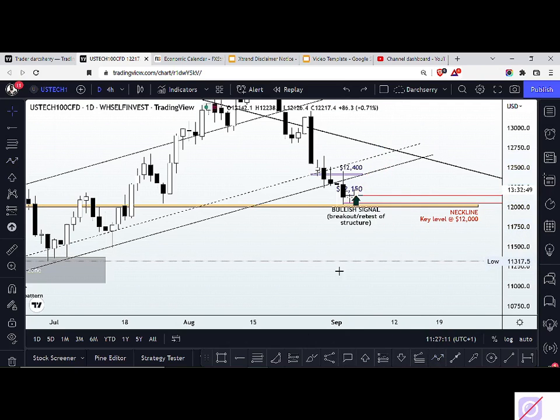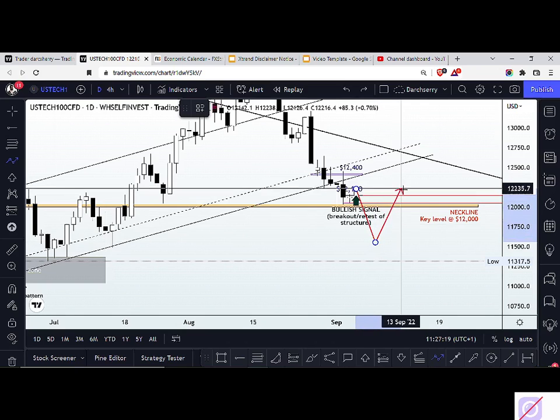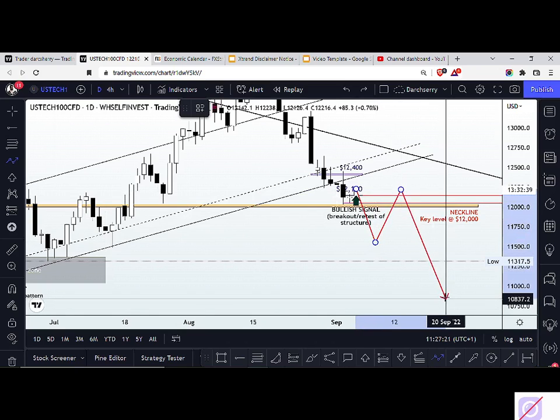Or we could have a breakdown of this $12,000 mark to give us a signal of a trend continuation to the downside, after which we would be waiting for a retest of structure to join the decline.